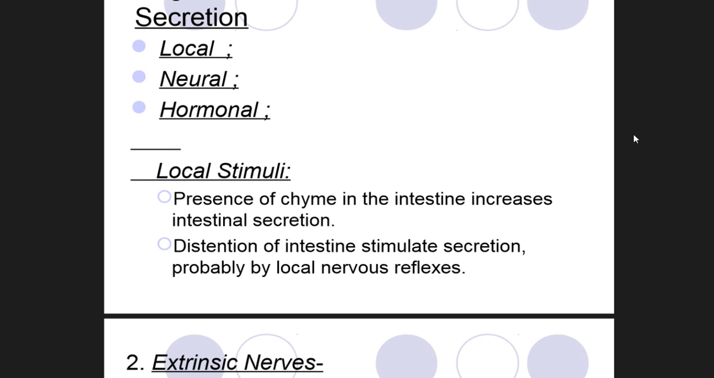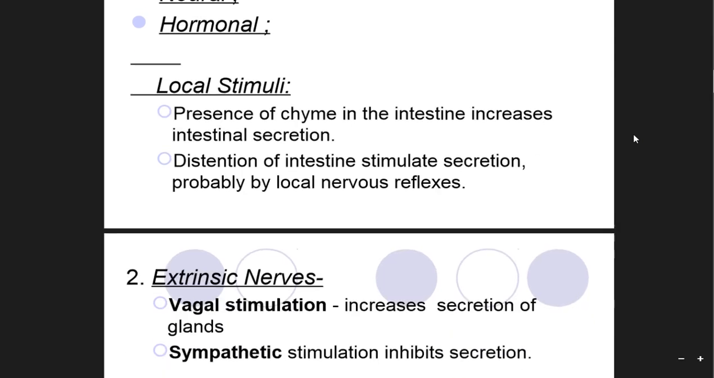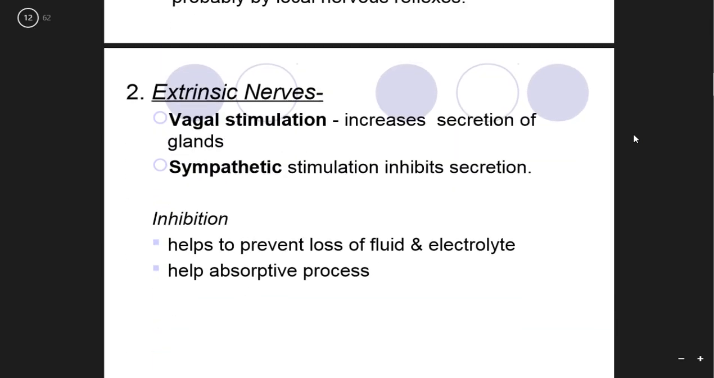Local stimuli means local site, exactly within the intestine. The presence of chyme in the intestine increases the secretion because of local reflexes. So the intestine stimulates the secretion depending on the localized presence of chyme.